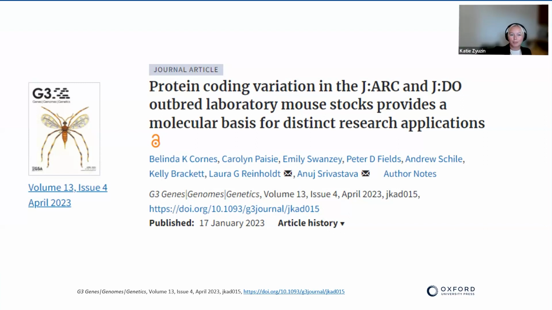Great. And then in figure 2 of this paper, there's a good illustration of the diversity in the founding members of this colony. Can you talk us through that figure and tell us what it means for the diversity and use of the strain in research?